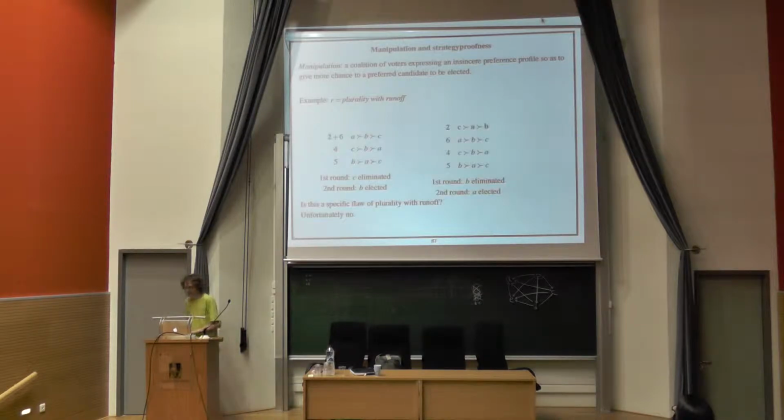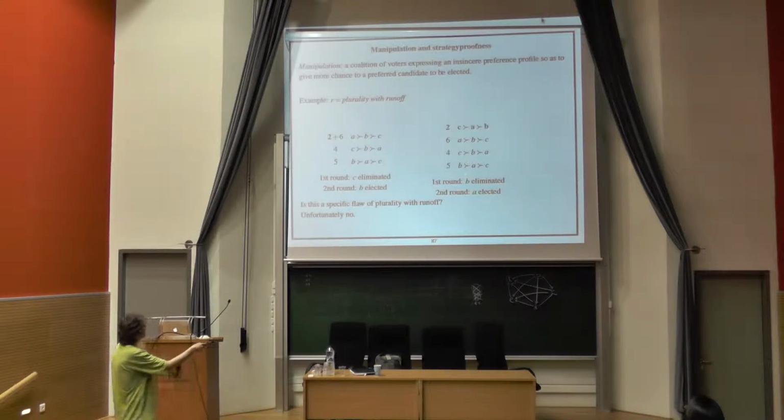Now, among these 8 voters, 2 decide to change their vote, and instead of voting A, B, C, they vote C, A, B. Their true preference is A, B, C. I mean, they really believe that they prefer A to B and B to C. But they're going to vote differently. They're going to vote C, A, B. And if they do that, then in the first round, B is now eliminated, and in the second round, A is elected, because A against C has 6 plus 11 votes against 6.